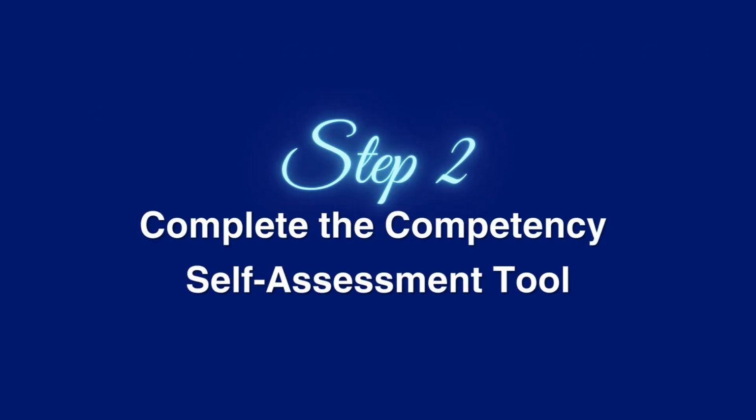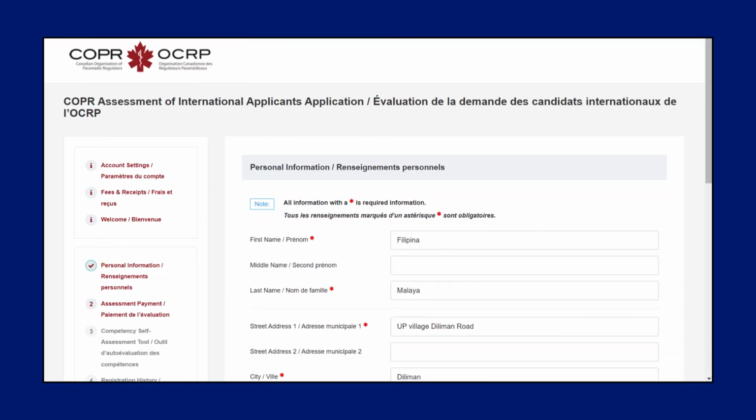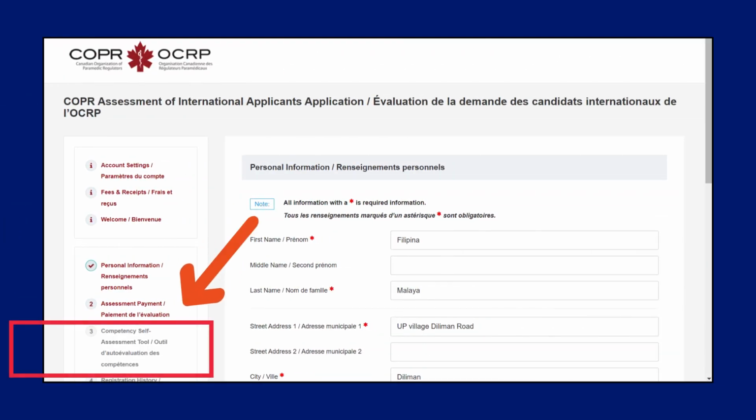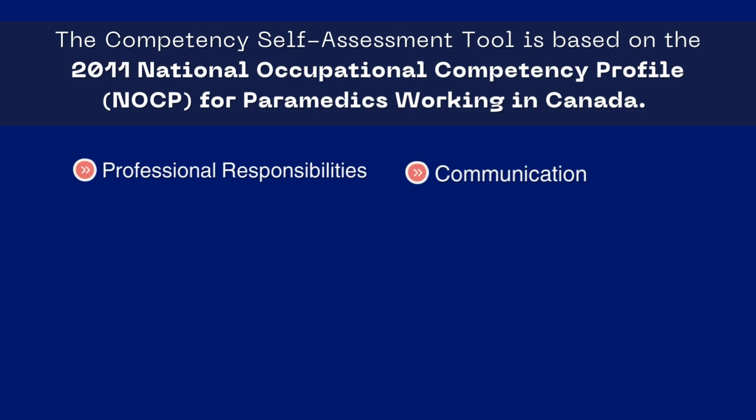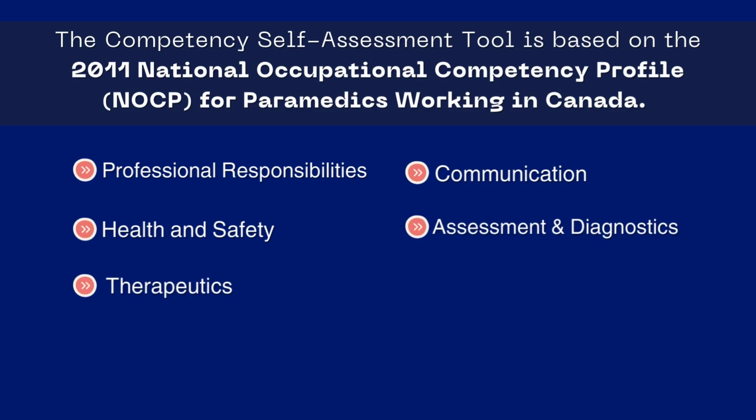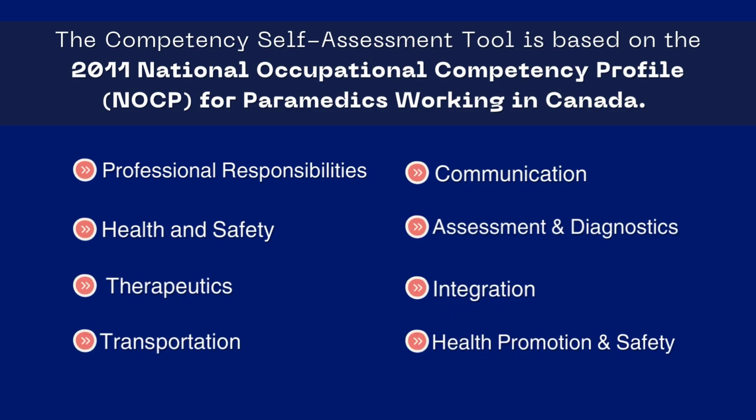Step 2. Complete the Competency Self-Assessment Tool. The applicant portal has the Competency Self-Assessment Tool, which you can access after paying the assessment fee. The tool is based on the 2011 National Occupational Competency Profile for paramedics working in Canada, which describes 8 competency areas: professional responsibilities, communication, health and safety, assessment and diagnostics, therapeutics, integration, transportation, and health promotion and safety.